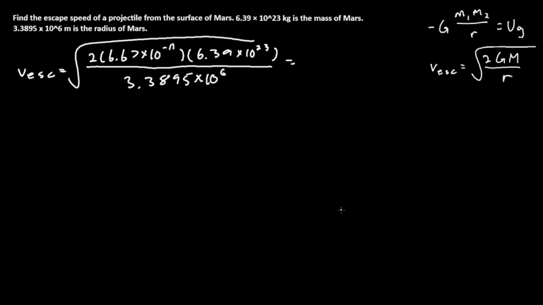And once you evaluate this, you should get an escape velocity of approximately 5,015 meters per second. And as you can tell, you have to go pretty fast to escape the pull of Mars.